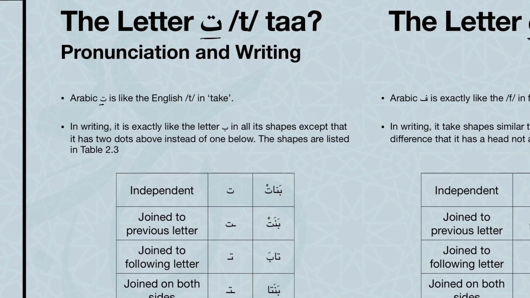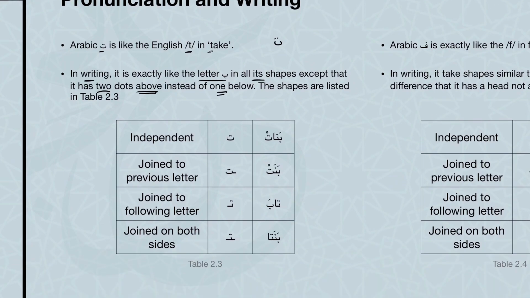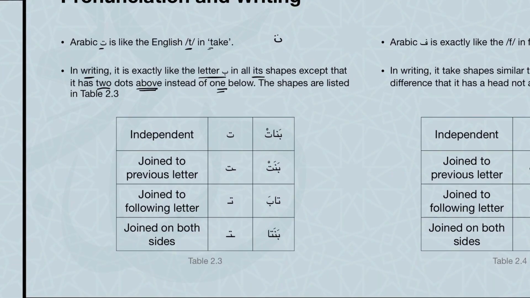The Arabic ta, or the smiley face in Arabic, is basically the t in "take". In writing, of course, not in pronunciation, the letter ta is exactly like the letter ba in all its shapes, except it has two dots above instead of one below. And if we look at the shapes, we see again there's an independent or isolated form, a form that is joined to the previous letter, a form that is joined to the following letter, and a form that is joined on both sides.